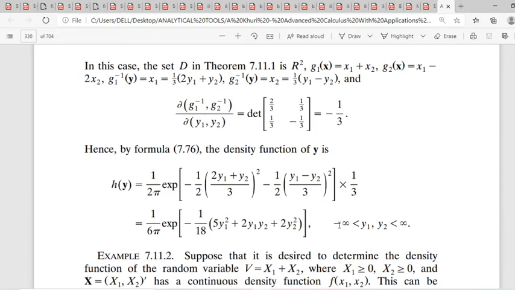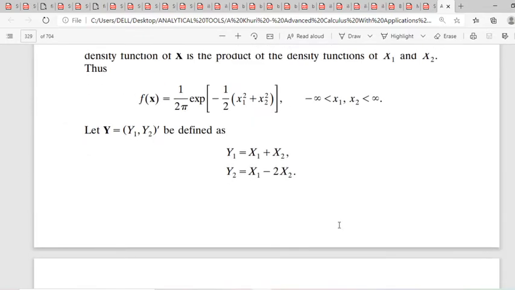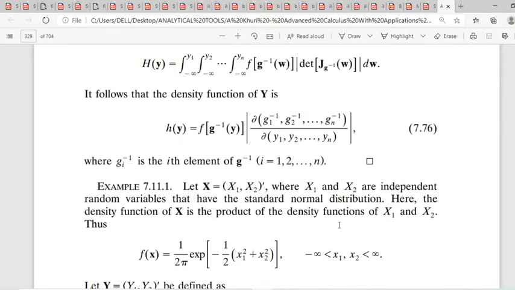Okay, so we can apply the formula. We have already derived the formula for finding the probability density function of the transformed variable, that is h of y. You know that h of y is equal to f of x into the modulus of the determinant of this Jacobian. Instead of x we write g inverse of y, so f of g inverse of y into the modulus of that determinant.